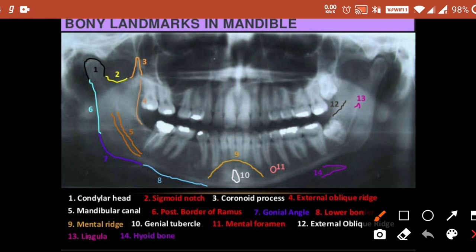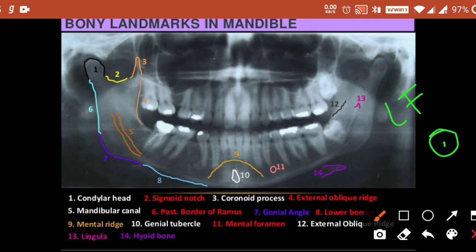Sometimes a radiolucent area is present above this mental ridge, which is known as the mental fossa. Then number 10 is your genial tubercles. Genial tubercles appear as a ring-shaped radio-opacity surrounding the lingual foramen. That is your genial tubercle. And what is the lingual foramen? It is not well defined over here, but the lingual foramen is a small radiolucent dot located inferior to the apices of the mandibular central incisors. So there is the lingual foramen, like a dot, and around it there is an opacity which is your genial tubercle.